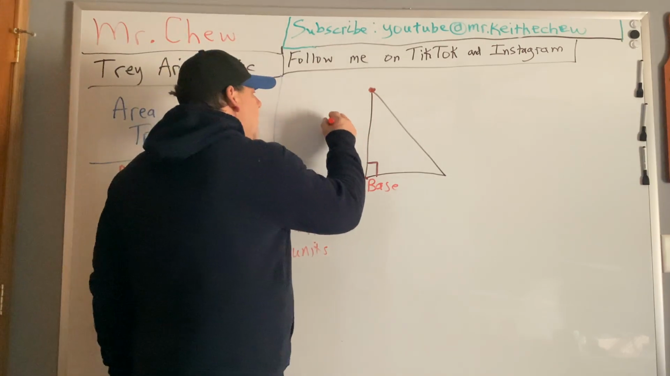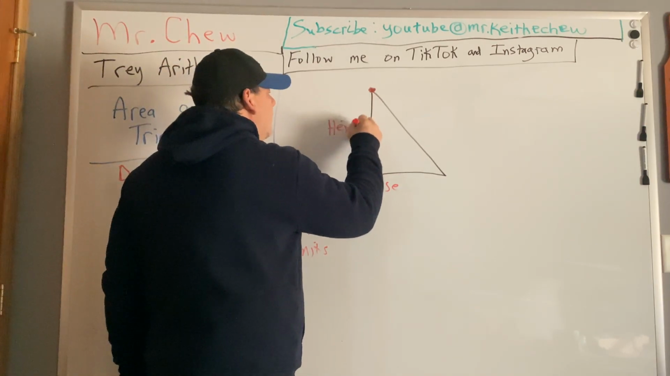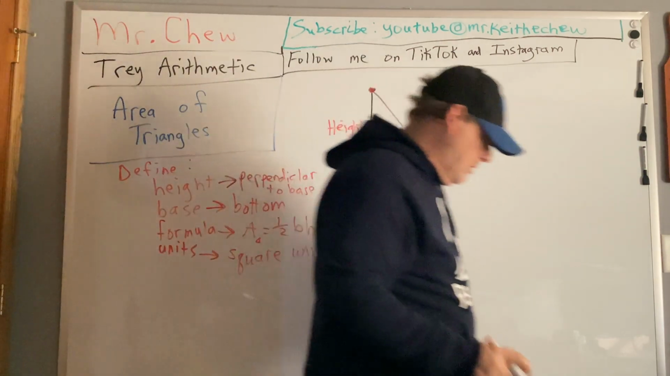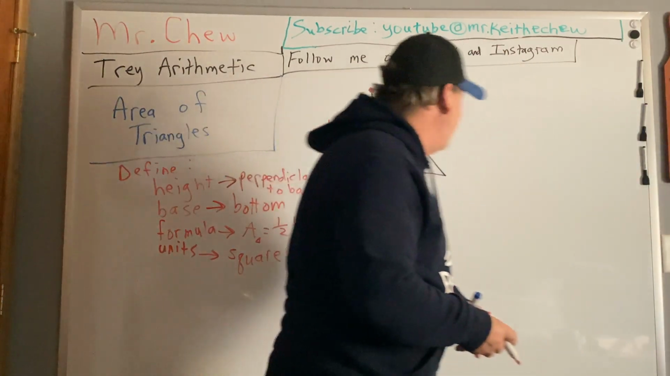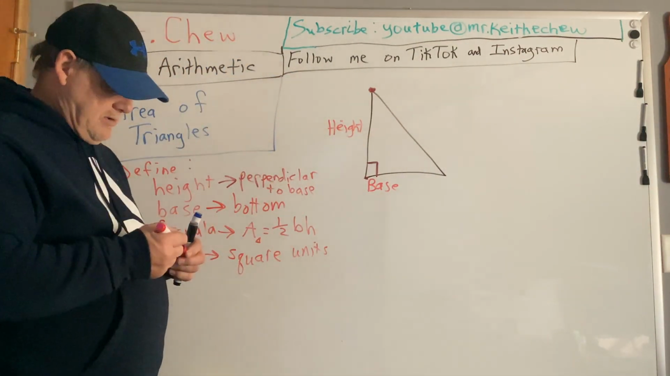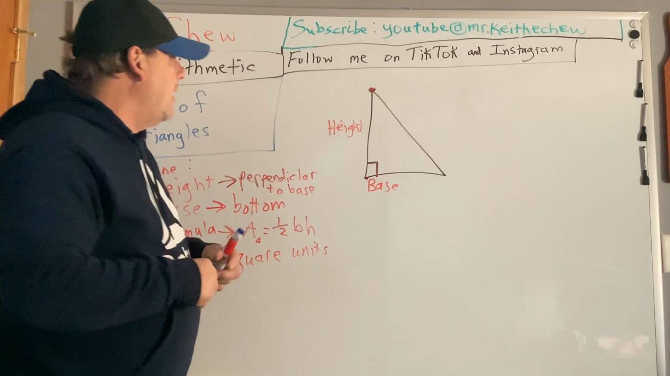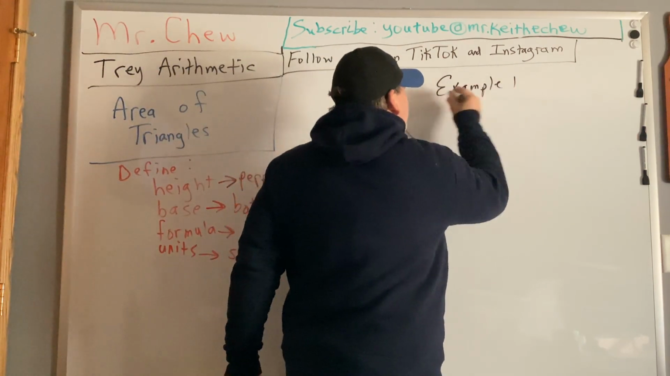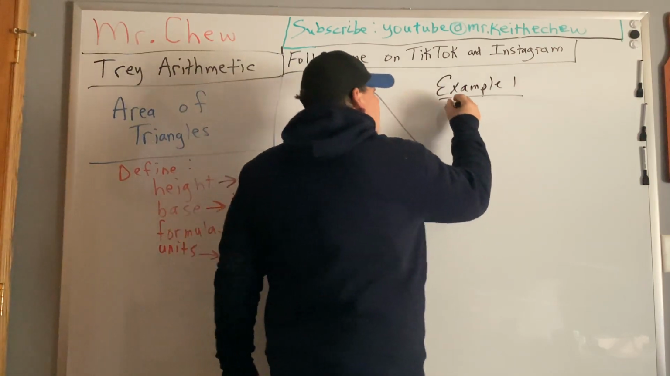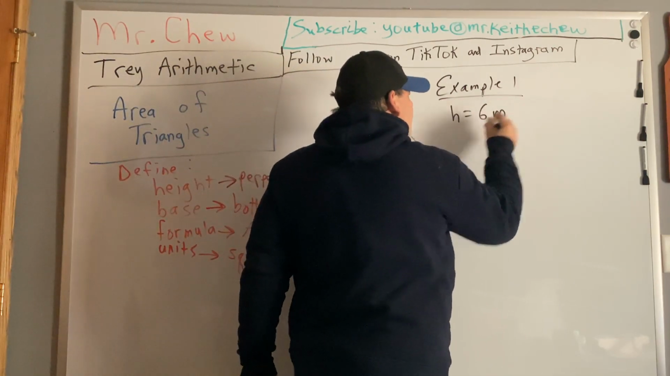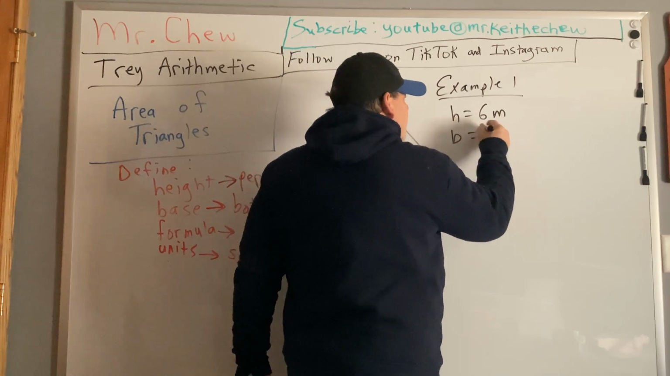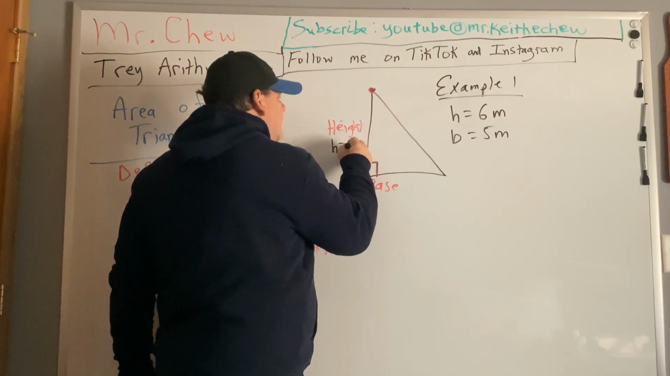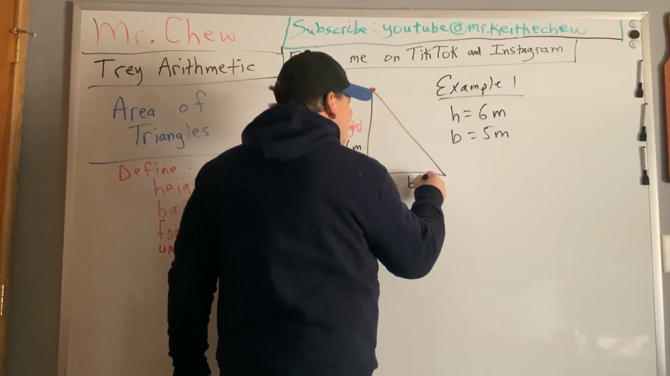So here's my height here. Here's my base. We don't need this side over here for finding area. So in example 1, let's just use this picture. We're given the height is 6 meters and the base is 5 meters. So, in our example, H equals 6 meters and B equals 5 meters.